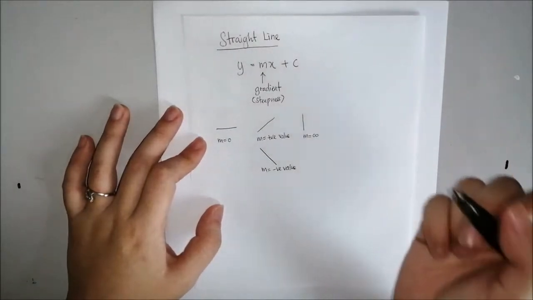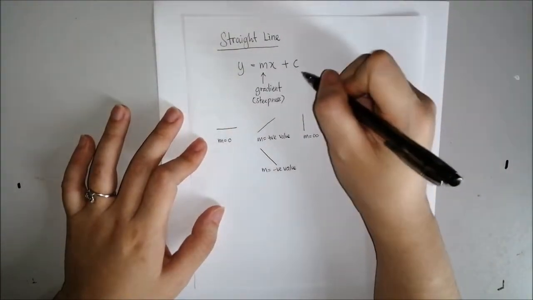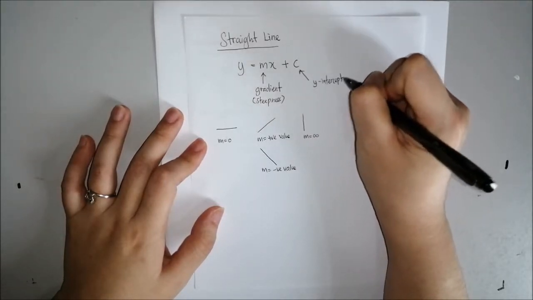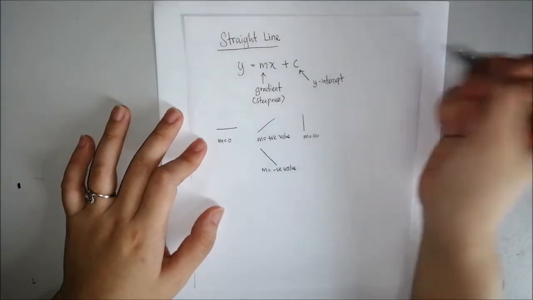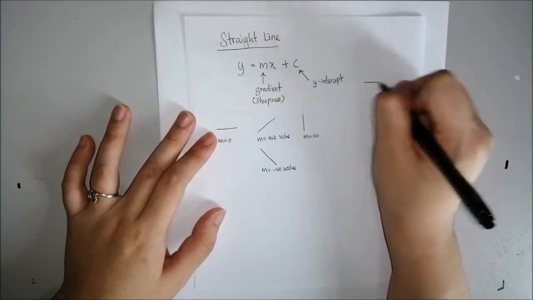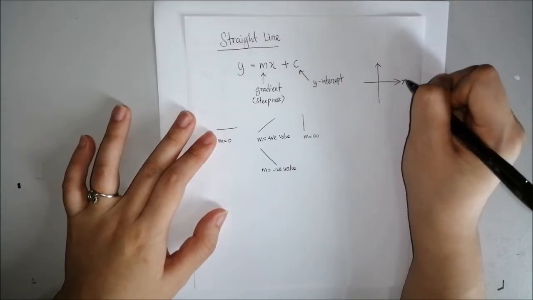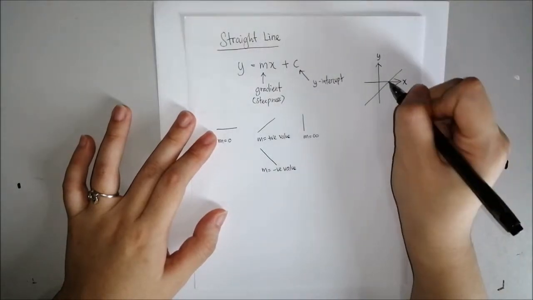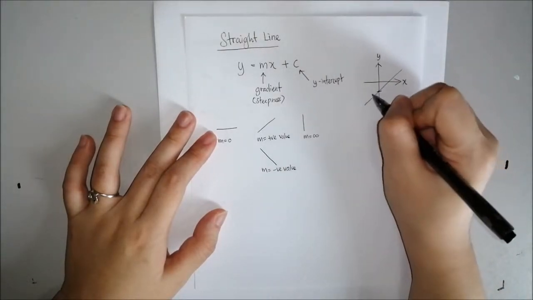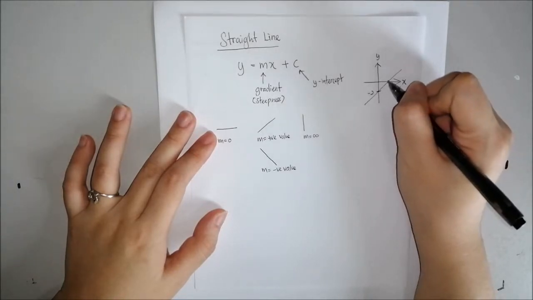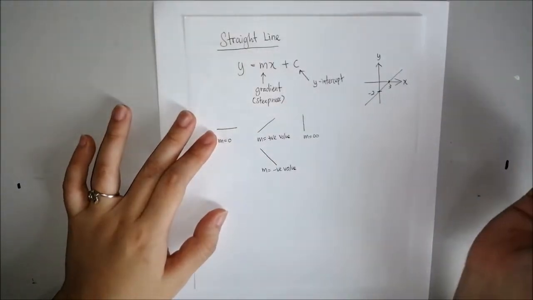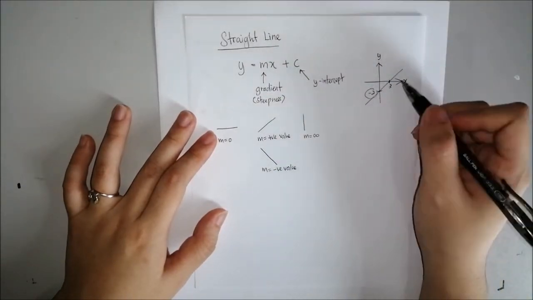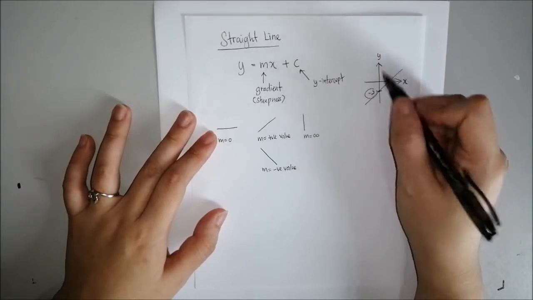Okay, so now what is c? C means y-intercept. Okay, intercept means it intersects with the y-axis. So for example, let's say we have an x-axis and y-axis, then we have a straight line passing through here. It passes through the y-axis at -2 and the x-axis at 3. So what is c? C is -2. Okay, it's not 3, it's -2, where it intersects with the y-axis.